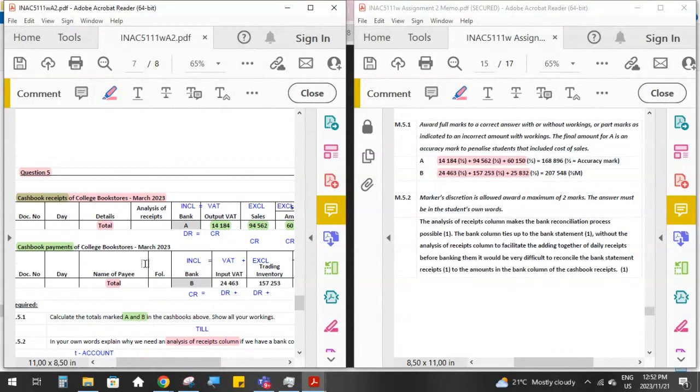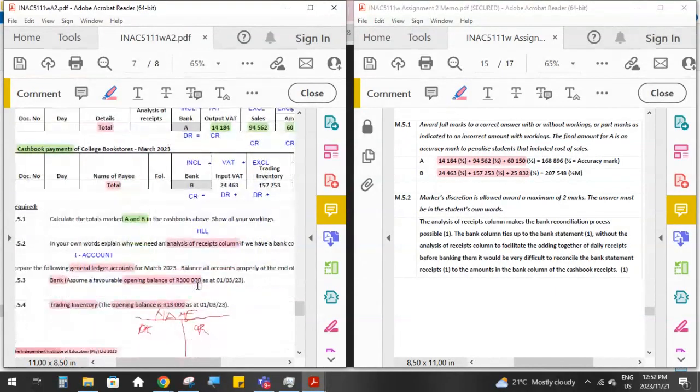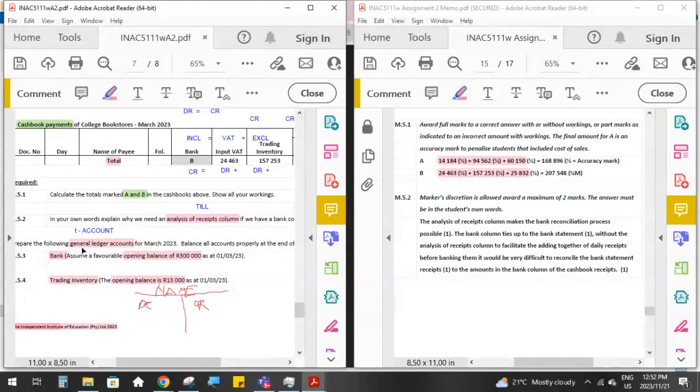Cash book payments, cash book receipts. We summarized all our transactions from the source documents. We totaled them, and the next step is then the general ledger summarizes the journals, which means post the journals into the general ledger T accounts. Post the column totals of the journals into the general ledger accounts.